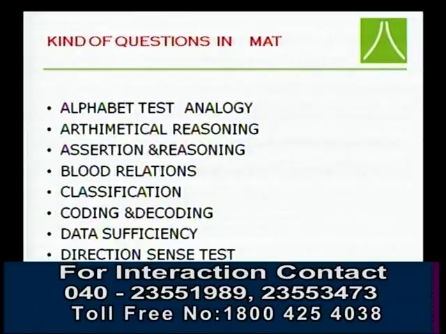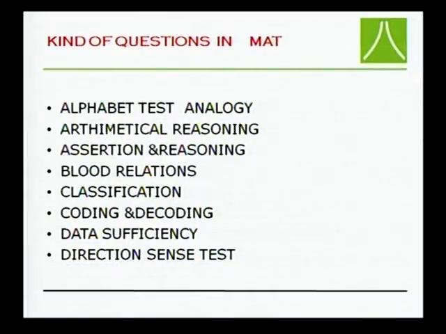Assertion and reasoning, blood relations means here father, mother, sister, uncle, son-in-law, like they will give the blood relation questions also. Next, classification, you have to classify with respect to a common property. This is very important. Next, coding and decoding. Generally that information will be given in terms of alphabets, you have to decode it into numericals, or numericals are given, you have to decode it into alphabets. That is very important.